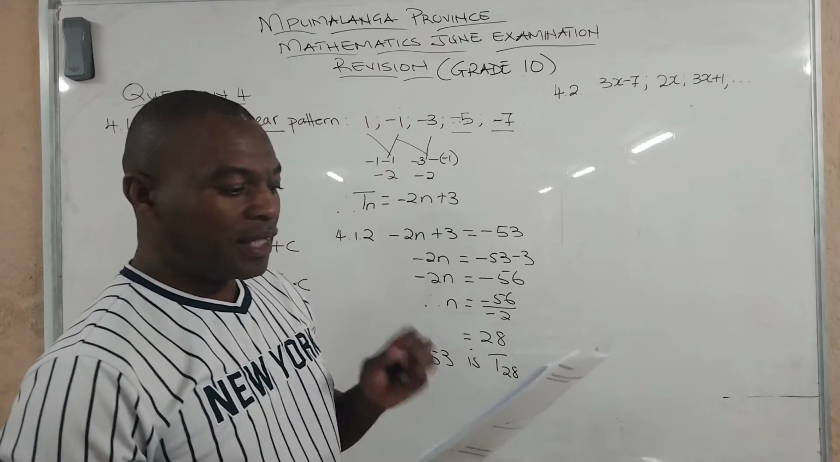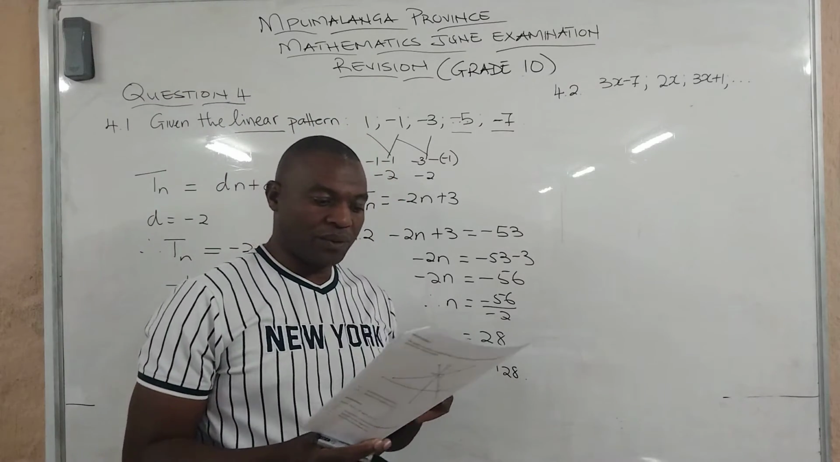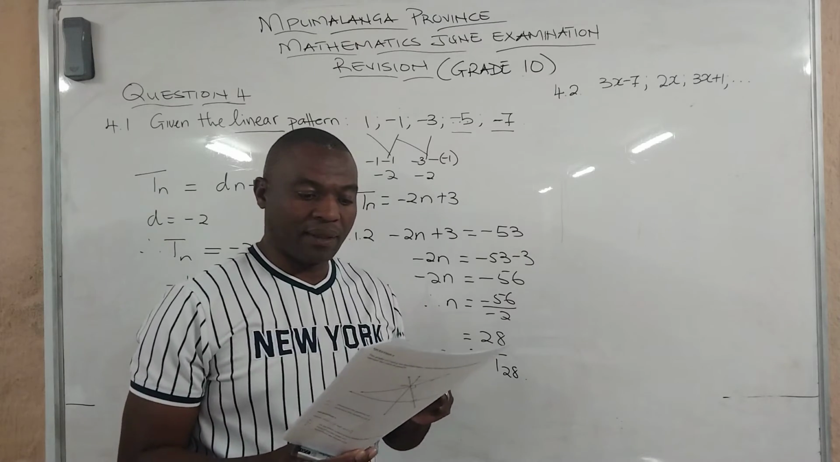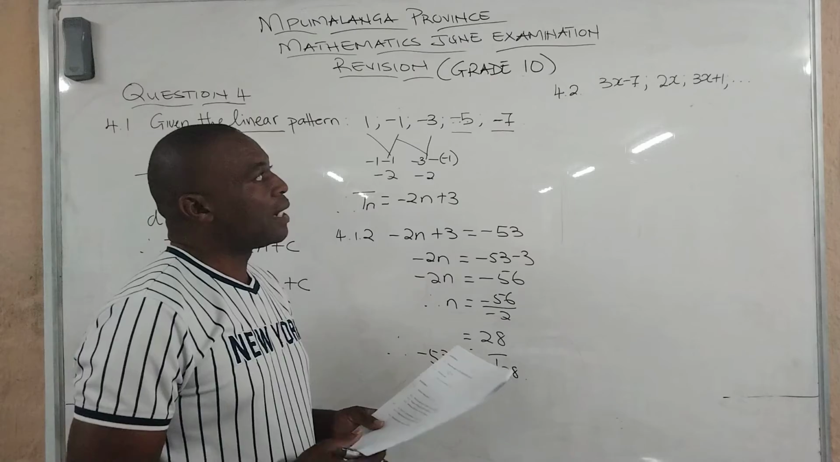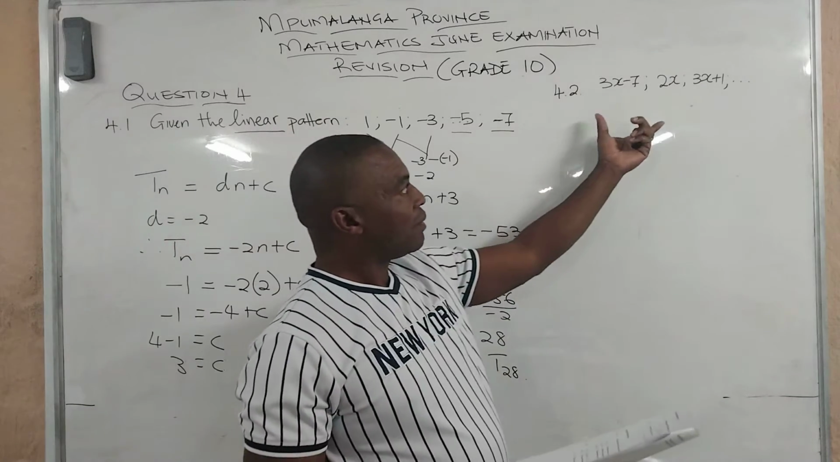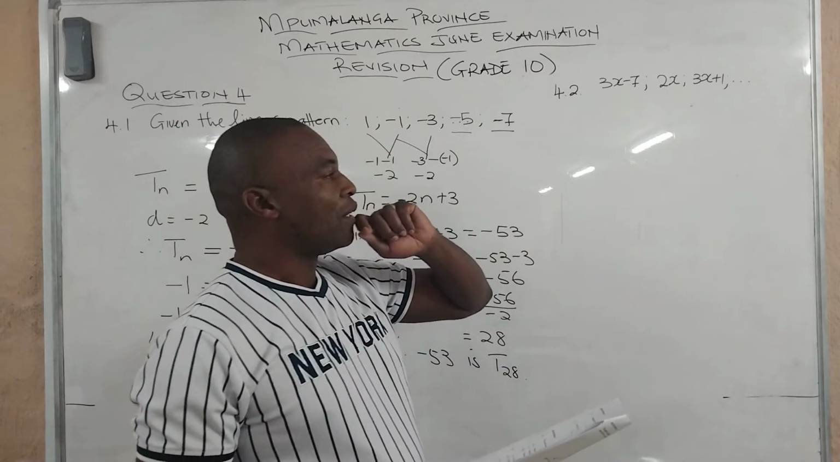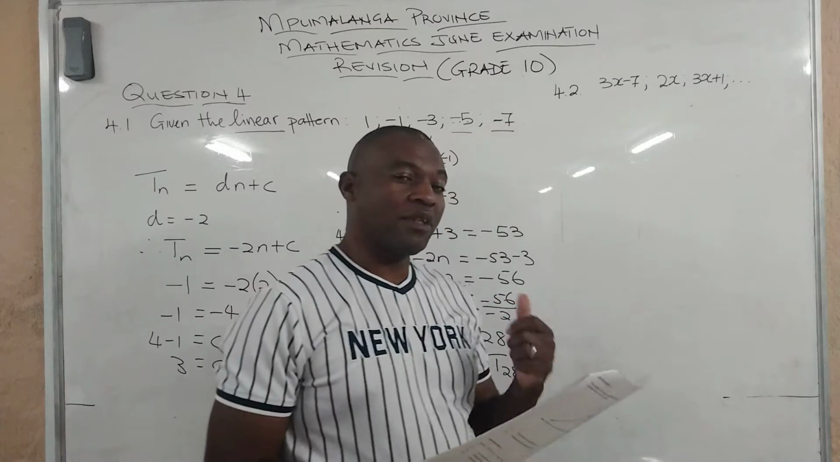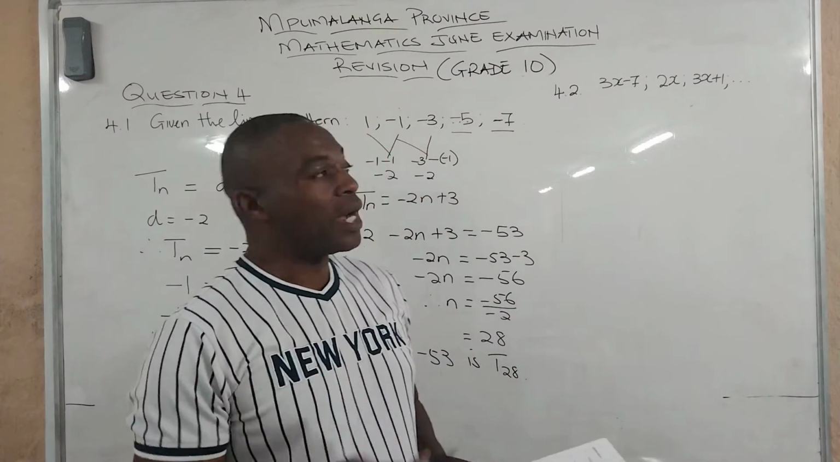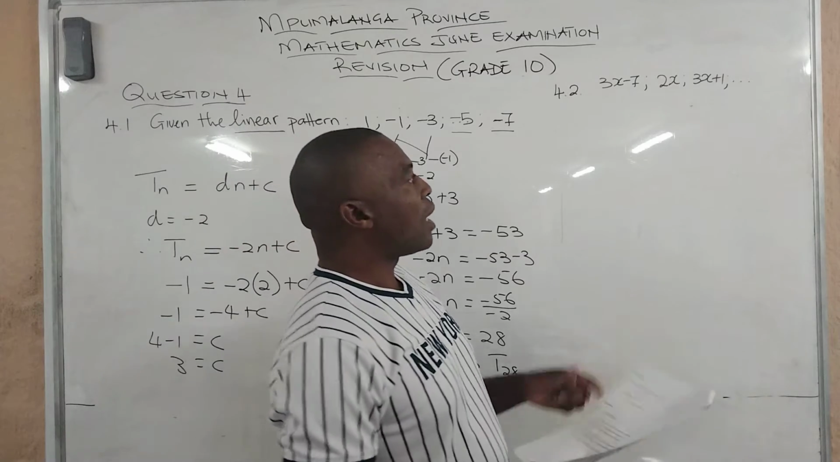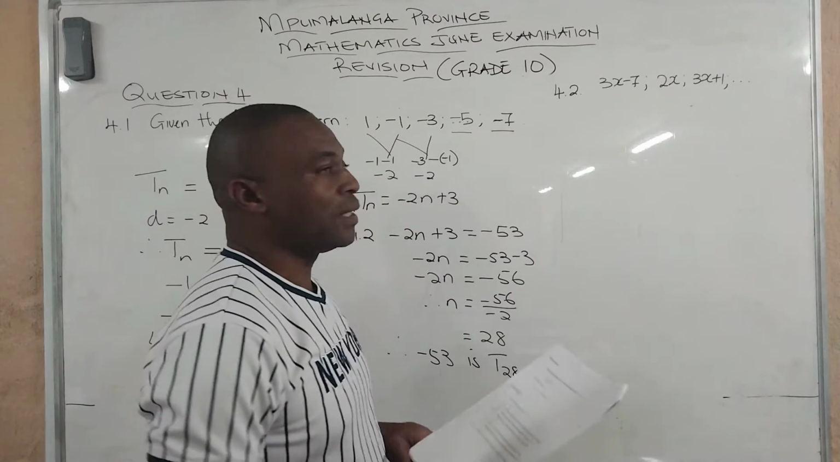4.2.1, if the pattern continues in this manner, determine the value of x. Now, in this question, for you to determine the value of x, it means you have to create an equation which you have to solve for x. So how do we create the equation?